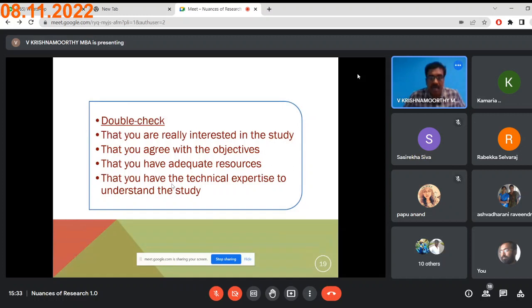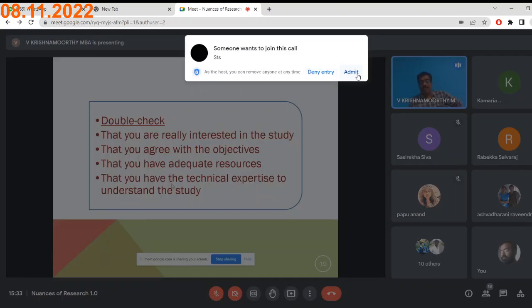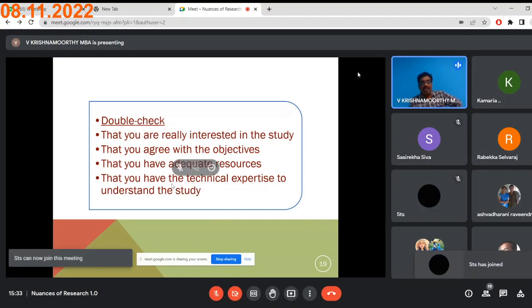Finally, before identifying the problem, you have to double check whether you are really interested. This is very, very important. You may be interested in marketing, but you might select a finance related problem because of your supervisor. That is not correct. Next, you agree with the objectives. Next, you have to ensure this.